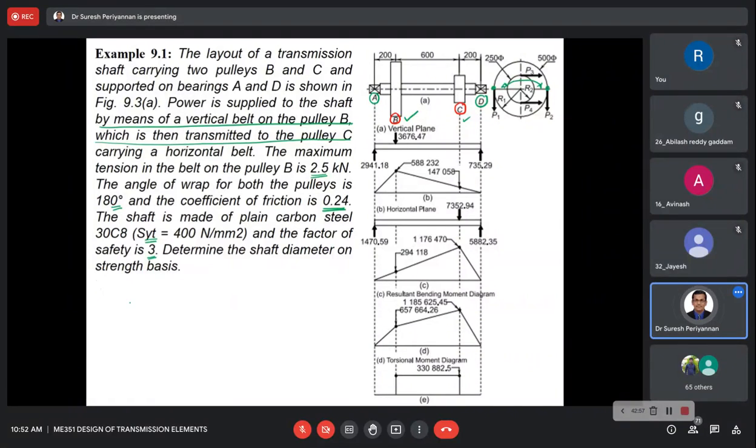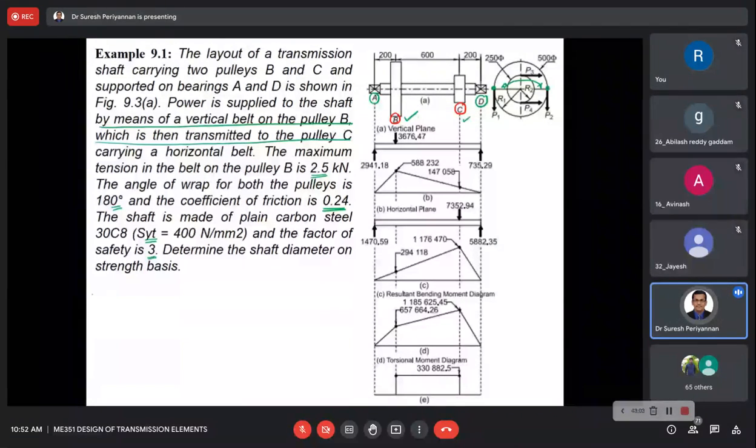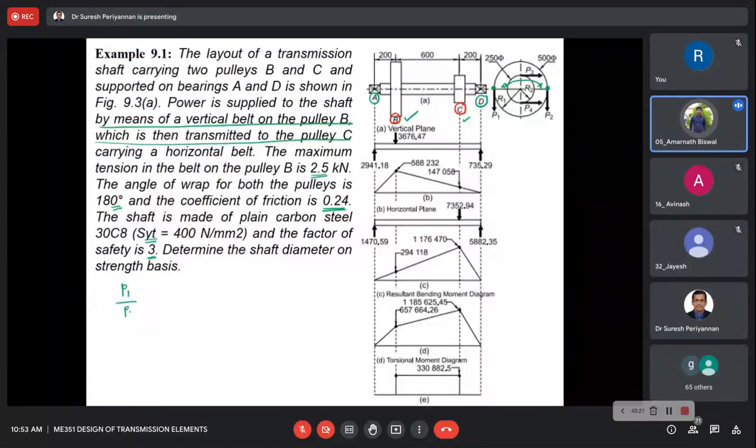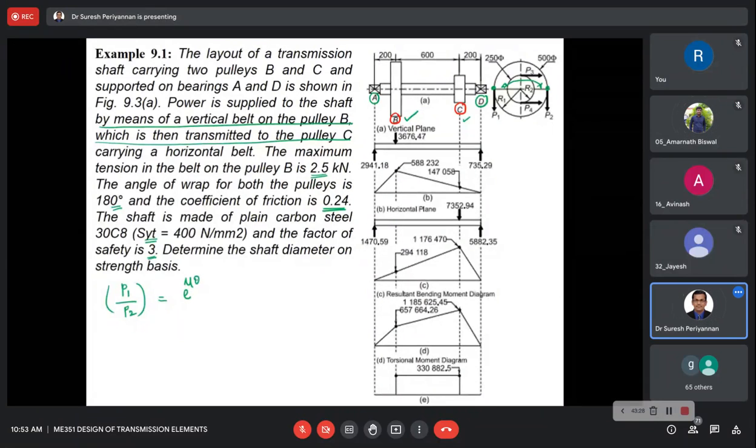Now you tell me, here one formula is the belt mechanism formula. What is the belt tension ratio formula? Please tell me. You studied it already. So P1 by P2 is equal to e power mu theta, correct? Yes, thank you. Yes, now P1 by P2 is equal to e power mu theta.